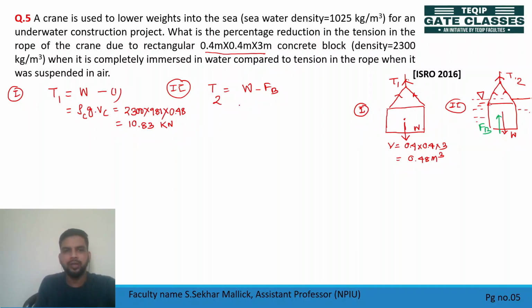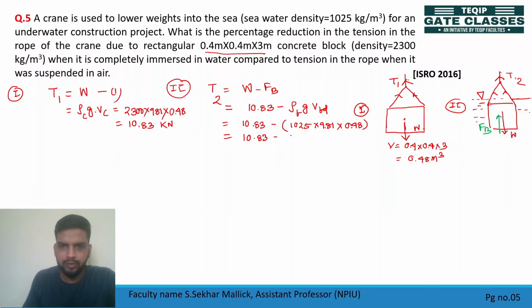The second case, check. T2 will be equal to W minus how much? W is already known. W is 10.83 minus buoyant force. Buoyant force is how much? Weight of fluid displaced. Weight of fluid displaced means rho of fluid into g into volume of fluid displaced. So 10.83 kilonewton minus rho_f. Rho of fluid is 1025 into 9.81 into volume of fluid displaced. So the entire volume is submerged. So entire volume is 0.48. Find this answer then. Is it coming 4.82?